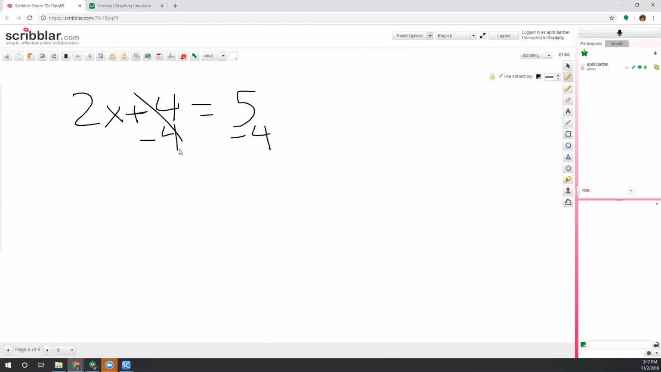We did it to one side and to the other. Does that make sense? Yes. Okay. And then this equation has one more step. How do we get rid of that 2? What's the opposite for the 2?